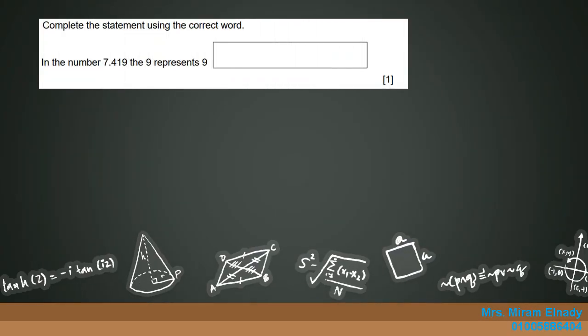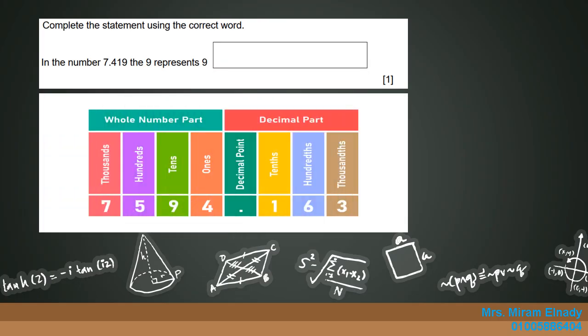Complete the statement using the correct word. In the number 7.419, the 9 represents 9 what? Let's check the place value chart. Here we have the decimal point. To the right of the decimal point, we have tenths, hundredths, and thousandths. So the 9 is in the thousandths. Yes, correct. Thank you. Okay.